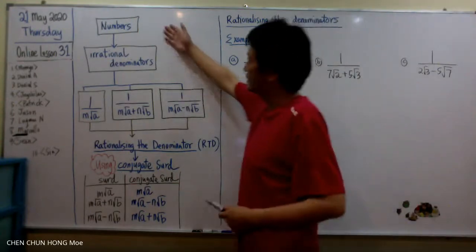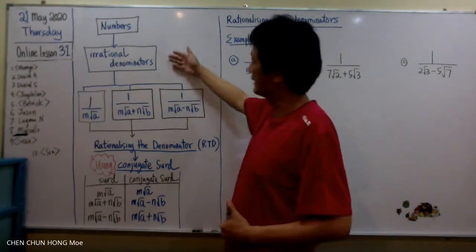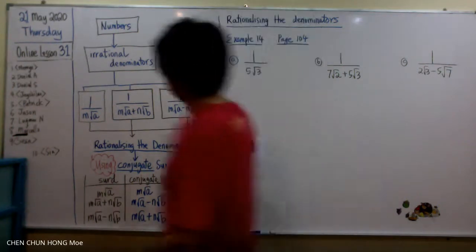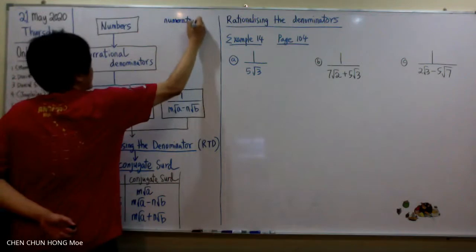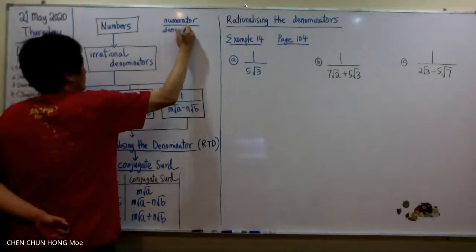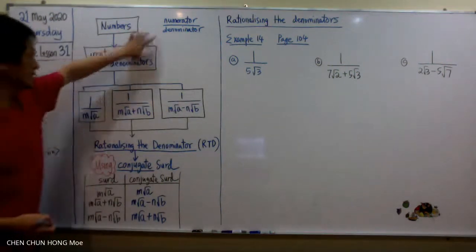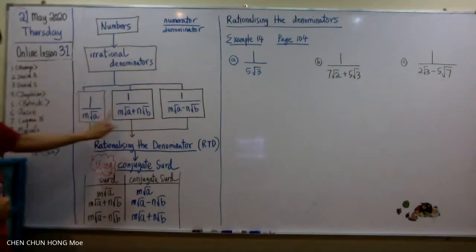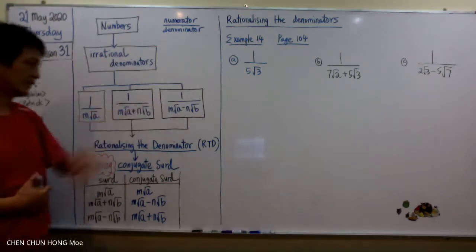If you are given numbers with irrational denominators, meaning the numbers are in fraction form, you have the numerator and also the divisor, which is the denominator. And in this case, the denominator is an irrational number. In our syllabus, we will cover these three formats. Of course, these are not the end of the story.